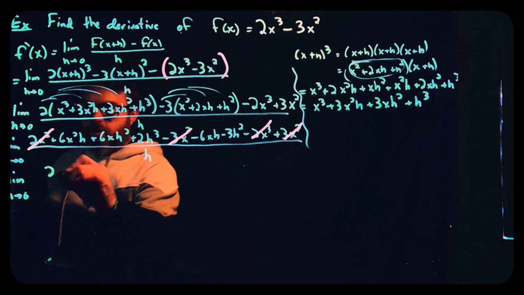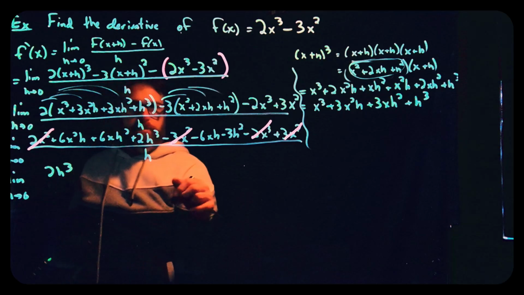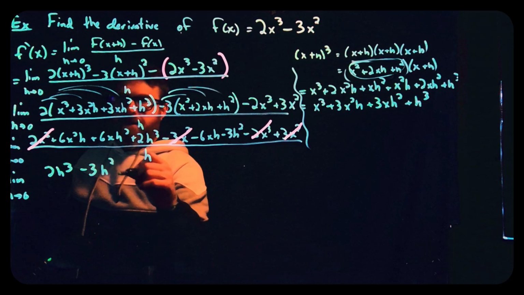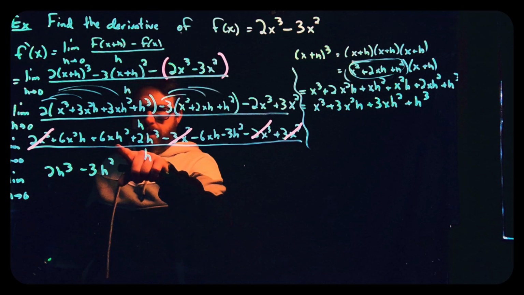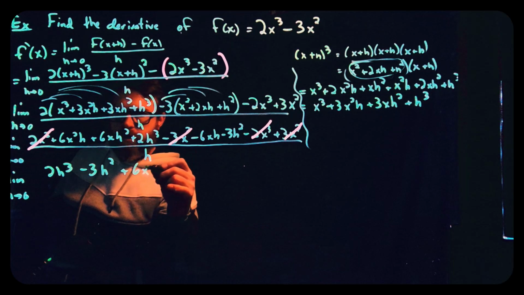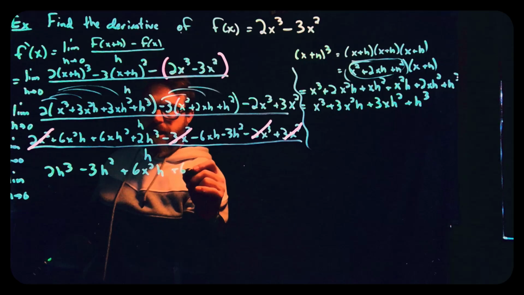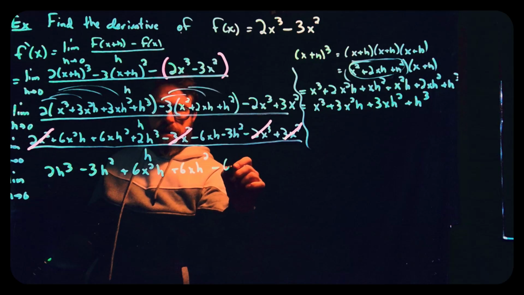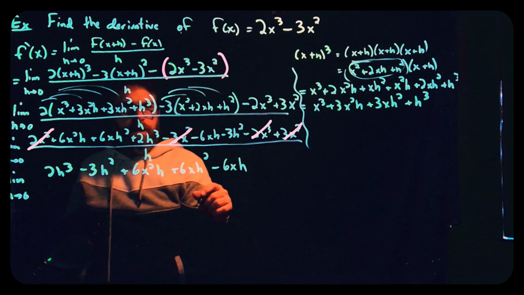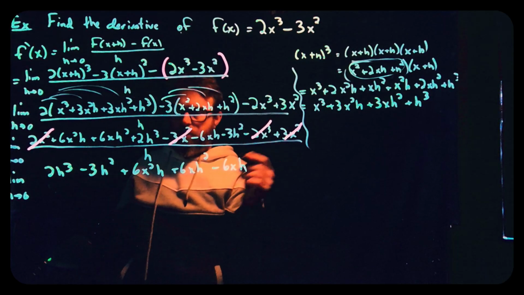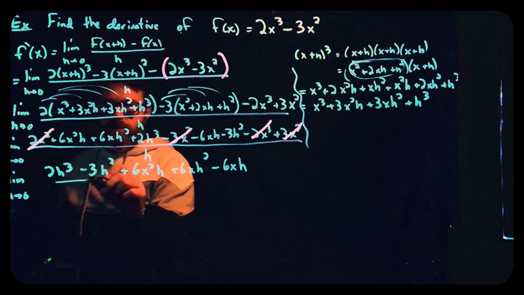let's write that first. So we have 2h cubed, and then I have a minus 3h squared. I have a 6x squared h, and I don't see anything else like that. 6x squared h, and then I have a 6xh squared, and I have this minus 6xh. And let's make sure. 1, 2, 3, 4, 5. 1, 2, 3, 4, 5. Okay, we're good. And all over h.